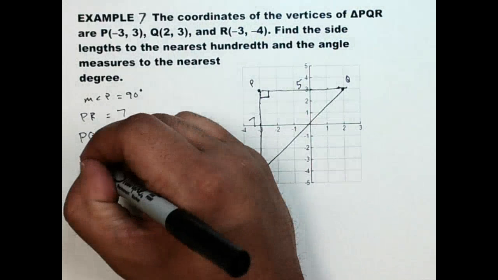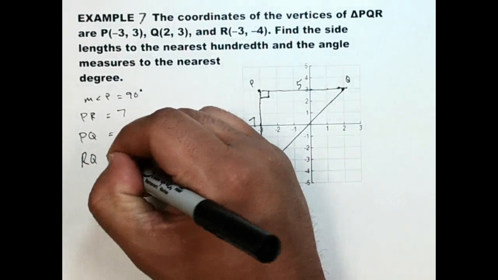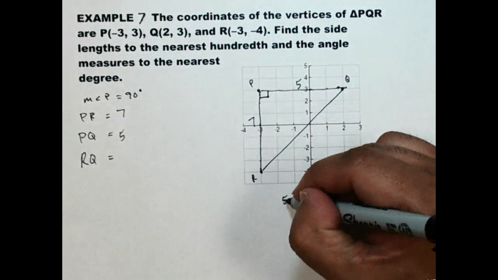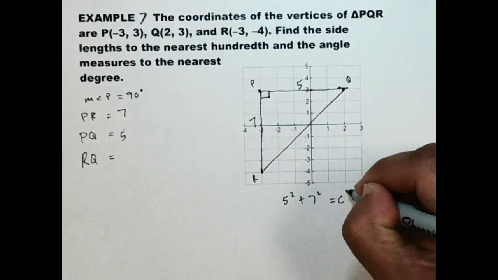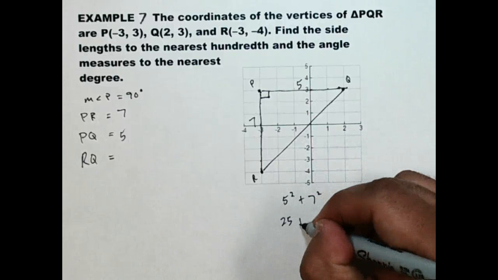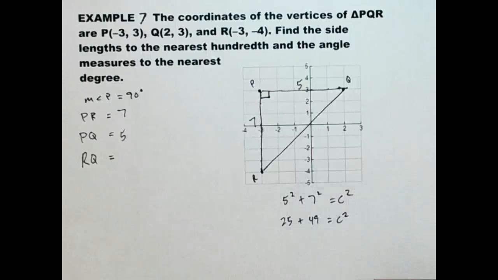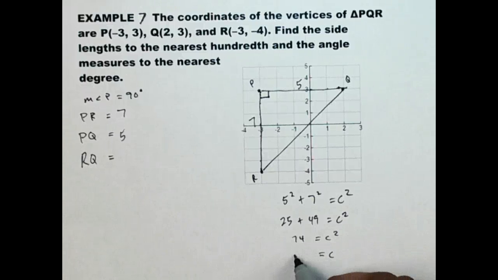All right. And then I could find RQ using the Pythagorean Theorem. So I know 5 squared plus 7 squared has to be C squared. This is 25 and 49, and that comes out to 74. So if I take the square root of that, to the nearest hundredth, that's going to round to approximately 8.60.